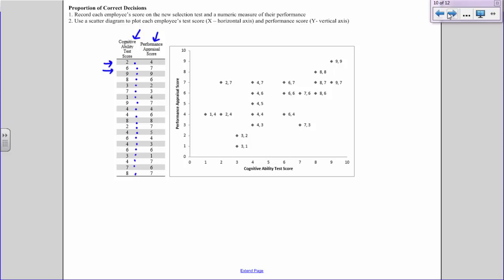Now we look over at the scatter diagram. So you'll see that the test goes here, okay? And then the performance goes here. And you see we have the full range of scores represented along each axis. So each one of these dots represents one of these employees, right? So this 1 and 4 dot right here represents this person, right? And this 9, 9 represents, where are you, 9, 9? This person. Just want to make sure you see how that scatter diagram comes to be.